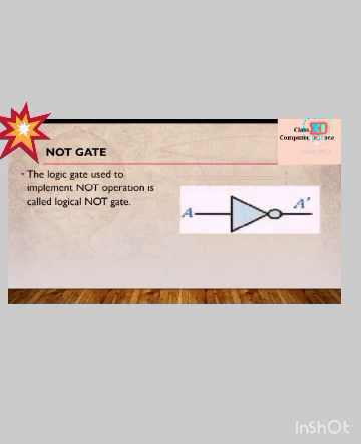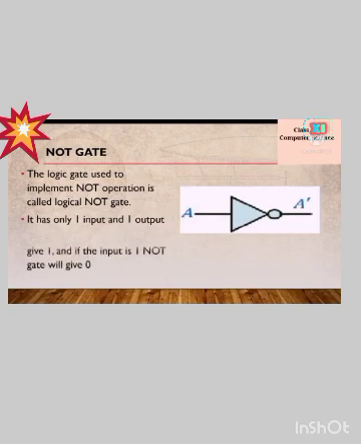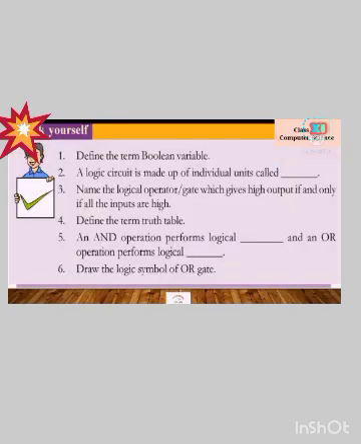The logical gate used to implement the NOT operation is called logical NOT gate. This is the symbol. One input is used and there is output A bar or A dash. If the input is 0, the NOT gate will give 1 output. And if the input is 1, the NOT gate will give the output as 0.